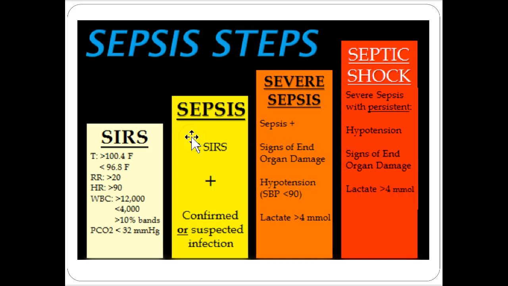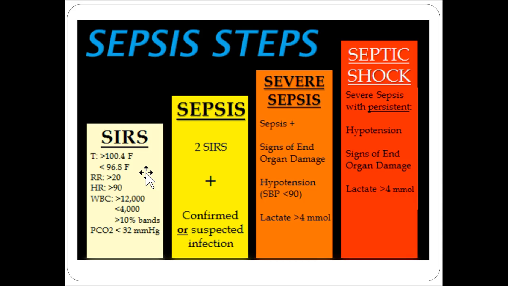For sepsis, you have to meet some criteria. You have to meet SIRS criteria, which is systemic inflammatory response syndrome. Let's just say systemic inflammation. That's an easy way to think about it. Temperature elevated, respiratory rate elevated, heart rate elevated, white blood cell count elevated. And then to make it sepsis, you have to have a confirmed or suspected infection. So there has to be some evidence that leads you to believe that the person's having an infection in some part of their body.